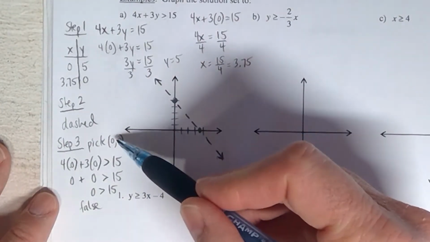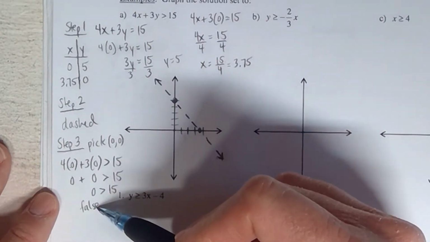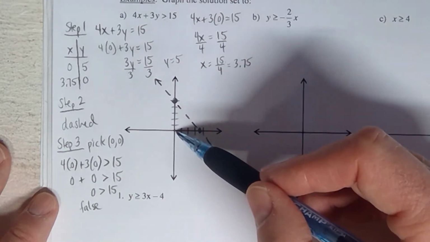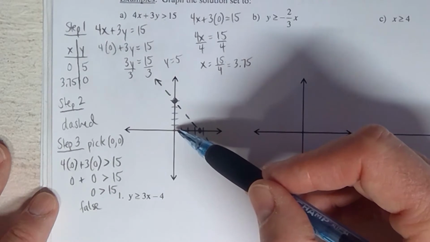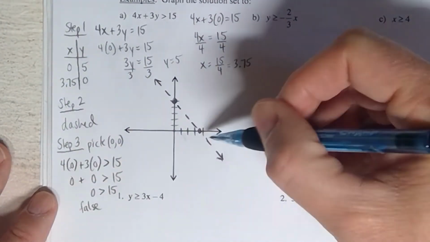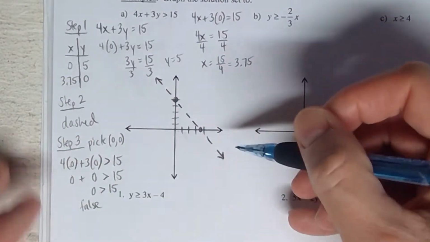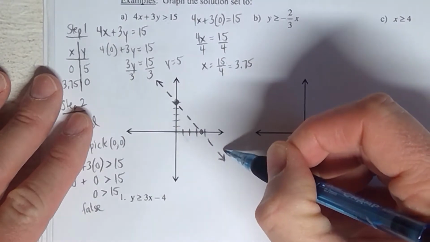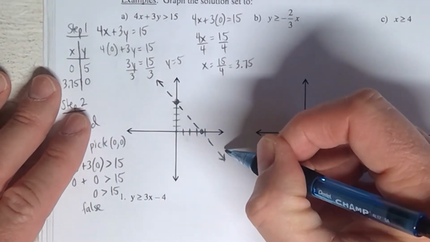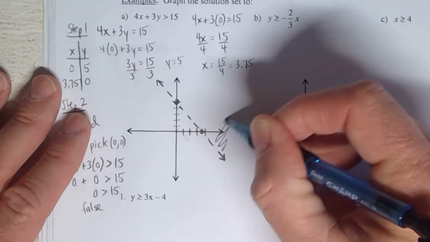So in other words, if you plug in a test point, you guys, and you get false, shade the other side from where that point was located that you tested. Because that must be the false side. One side's going to be true, one side's going to be false. So if that point that's below the line is false, then the other side, in this case the top side, is going to be the true side.